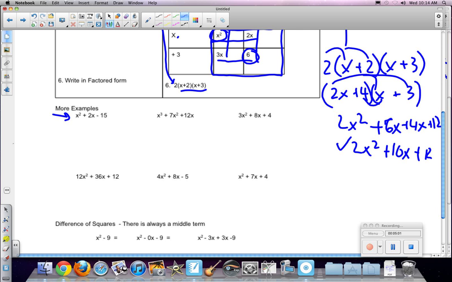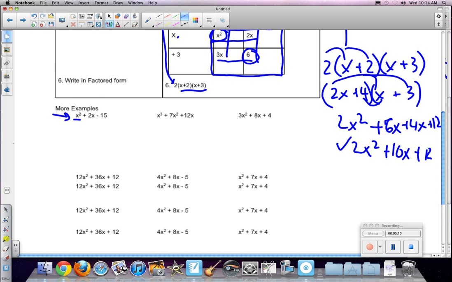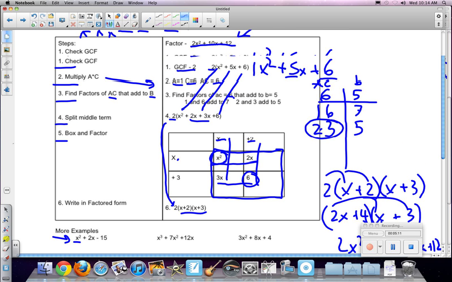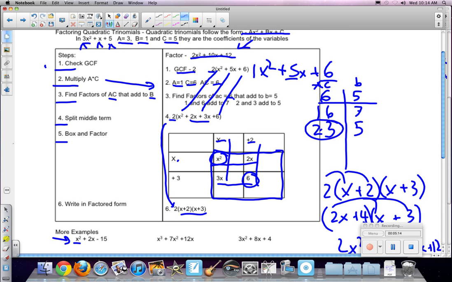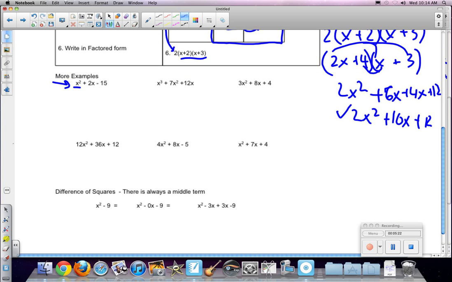Any common factors? No, not between x squared, 2x, and negative 15. Okay. So my next step. So no common factors. Check. So now I'm going to multiply a and c and find factors that add to b. So my a here is 1, my b is 2, and my c is negative 15.